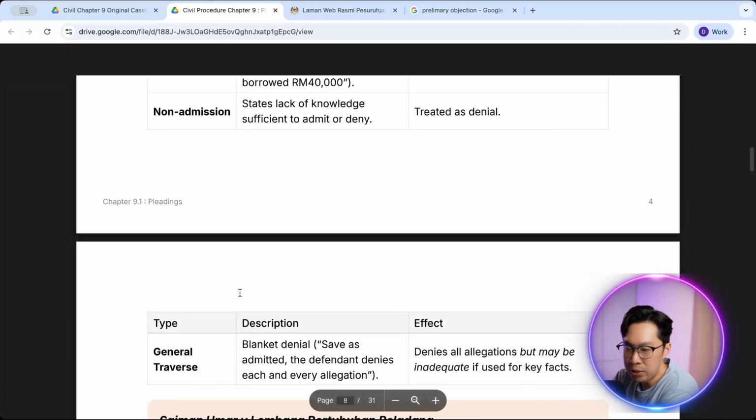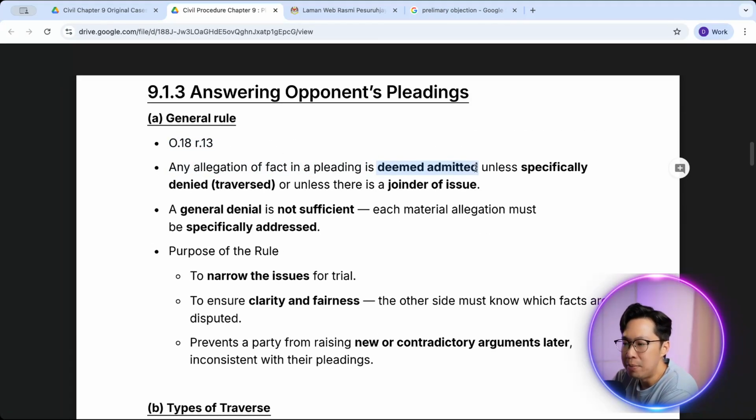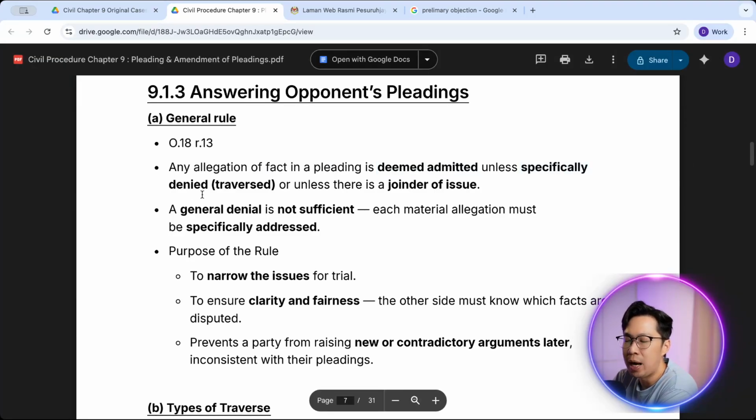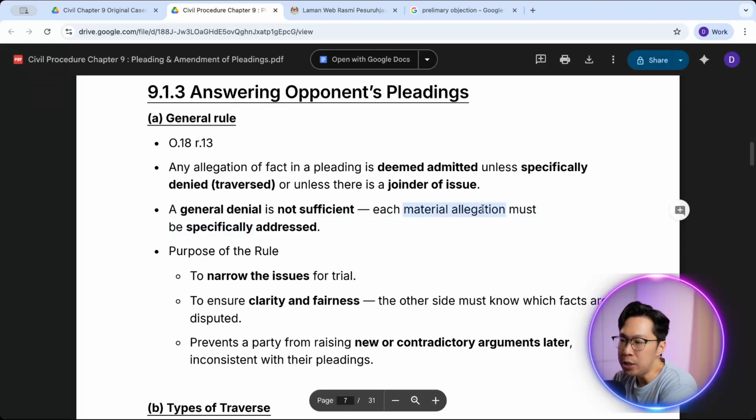Okay, let's come here because there are two cases I want to look at. Any allegation of fact is deemed admitted unless specifically denied. So when Alex sent a statement of claim to Mr. Lee, Mr. Lee has to specifically deny it. If he doesn't, it will be as if Mr. Lee admitted those facts. So a general denial is not sufficient. Each material allegation must be specifically addressed.